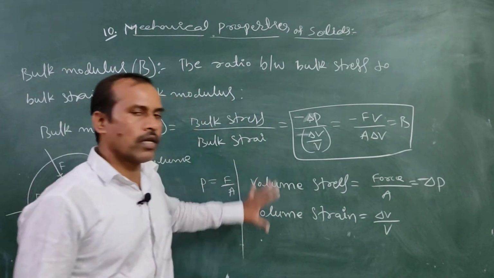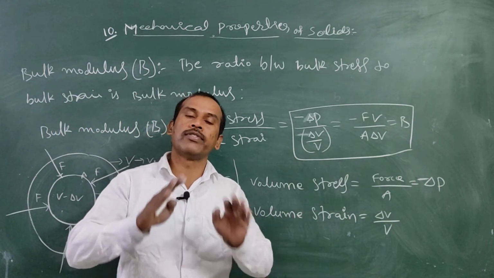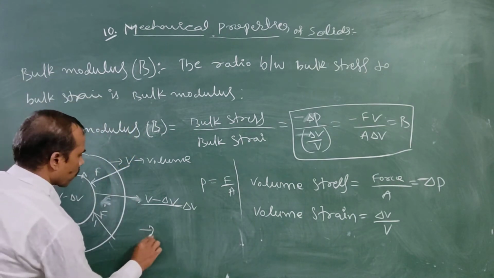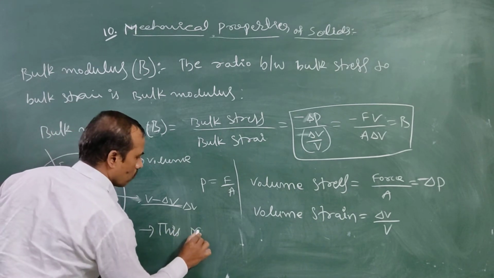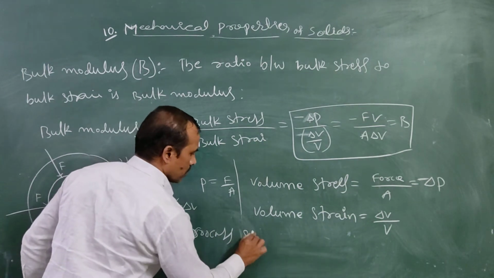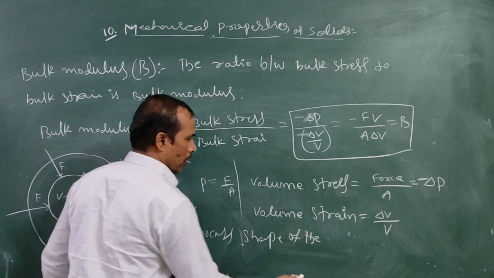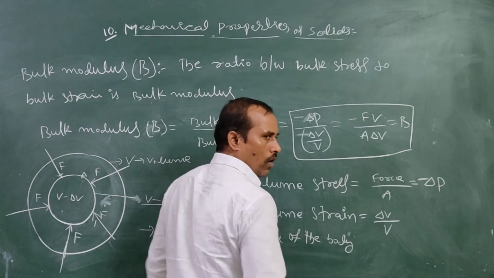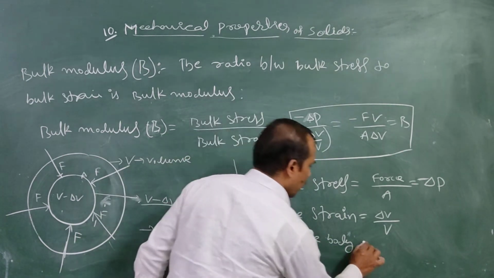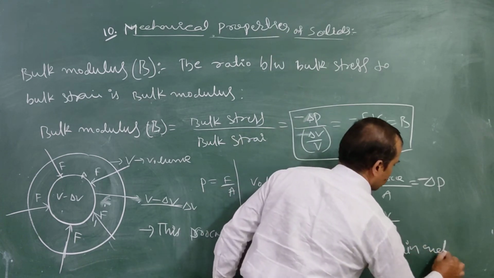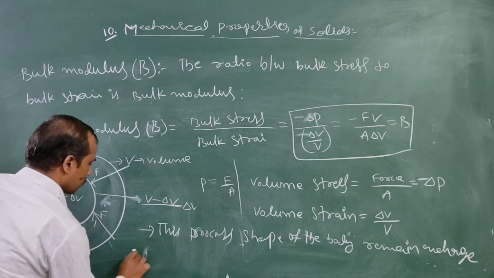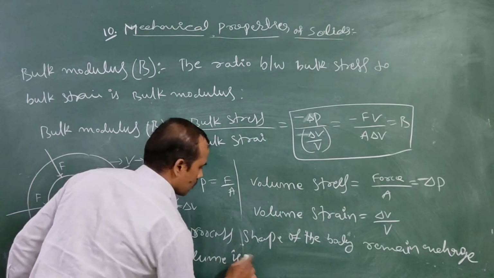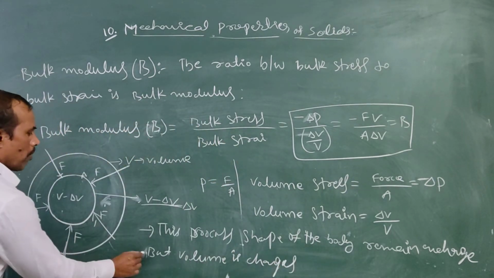Next, in this process the volume changes, but the shape of the body remains unchanged. Note this point, write it down here: in this process, the shape of the body remains unchanged, but the volume changes. These are the key points.